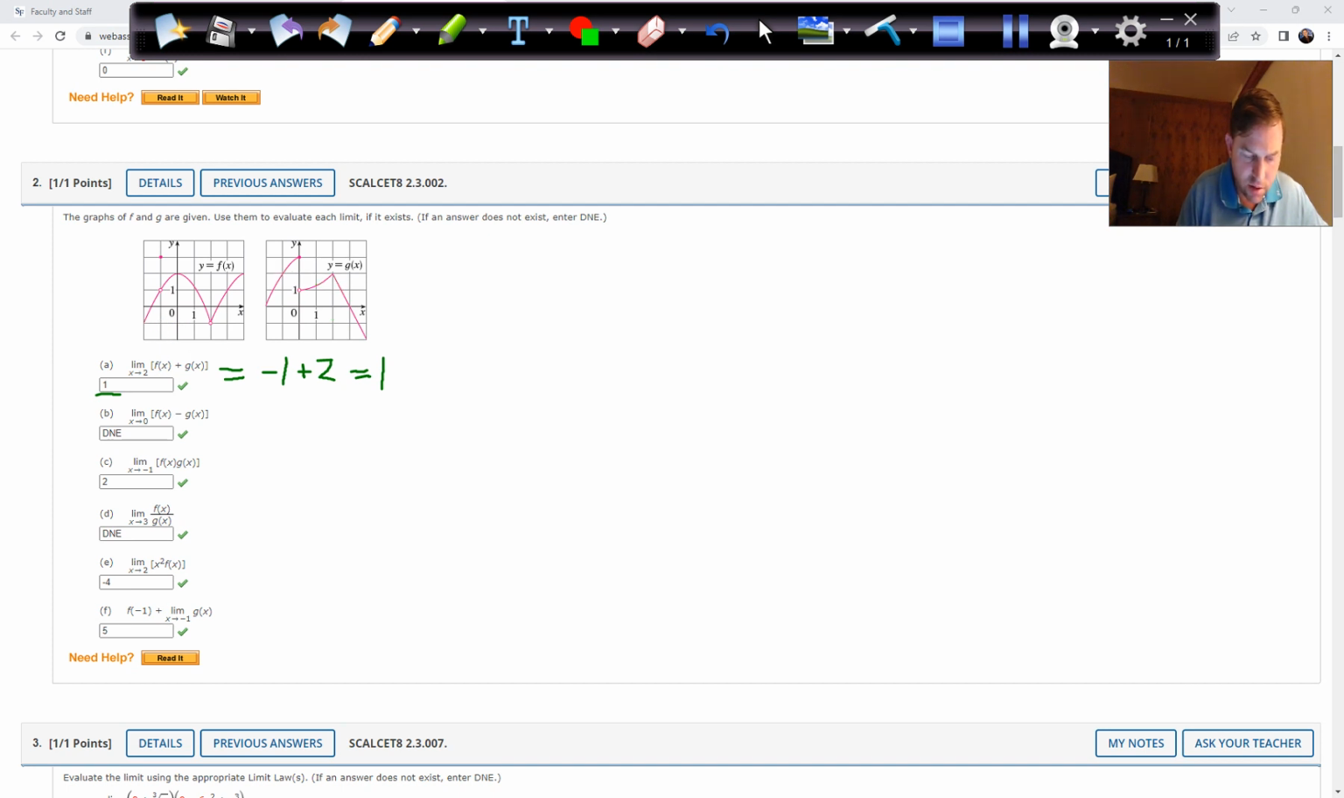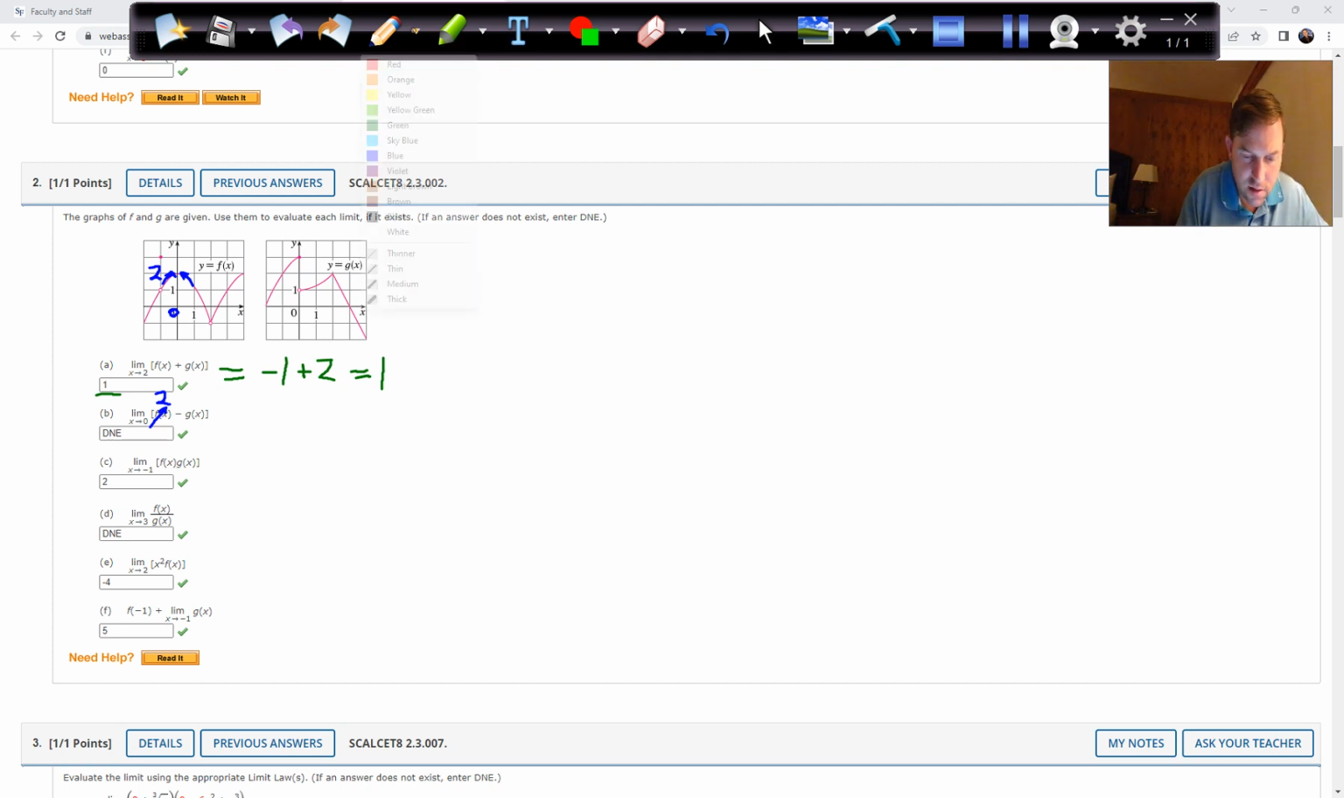Okay, for the next one, it says f of x minus g of x, but now we're approaching 0. So we're approaching this 0 point. From the left, we're approaching there. From the right, we're approaching there. That point is 2 units in the y. So this would be 2.